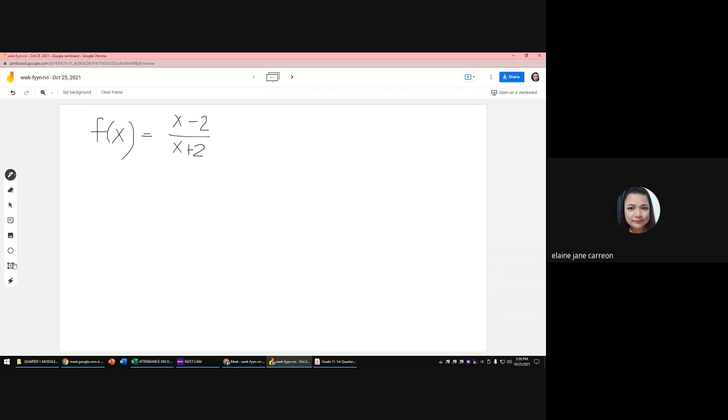Now we are going to find the domain. In order to find the domain, you have to set the denominator equal to 0. What is the denominator? This is the numerator and this is the denominator, in case you're not yet familiar; this is a rational function. The denominator is x plus 2, and you set it equal to 0. This is how we're going to get the domain of this function.